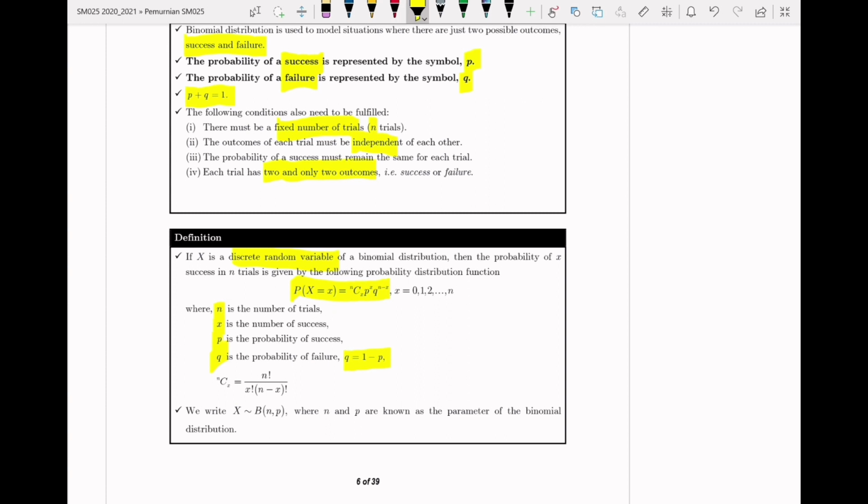And we write binomial distribution like this, where n is the number of trials and p is the probability of success.